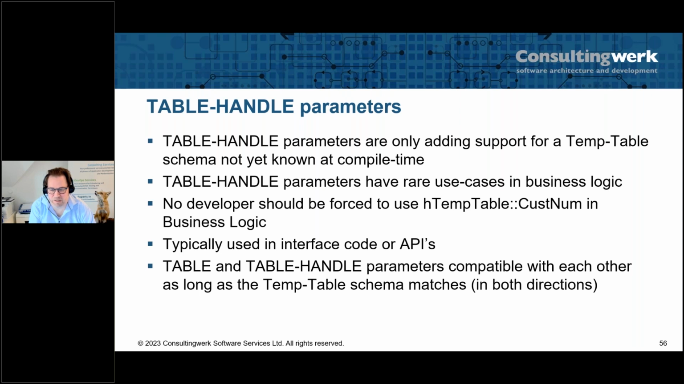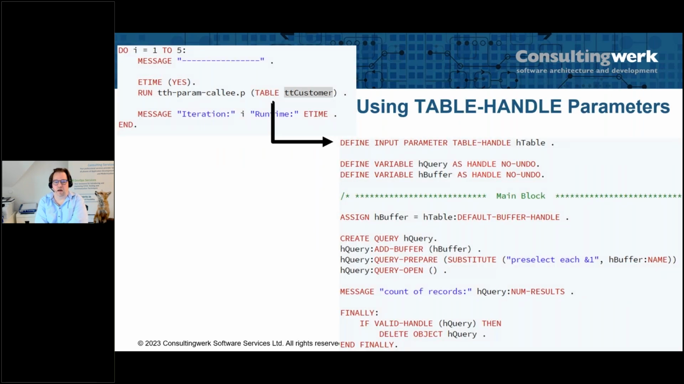Table and table handle parameters are compatible with each other. So a program can be passing a table to a program receiving a table handle and vice versa. And the only requirement there is that the types of the fields, basically the schema, match. So let's look at this program here. I'm now iterating 5 times, and I've saved the usual population of the temp table with my 200,000 records here.